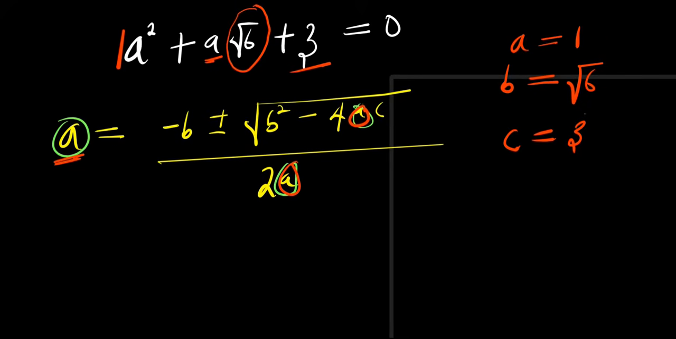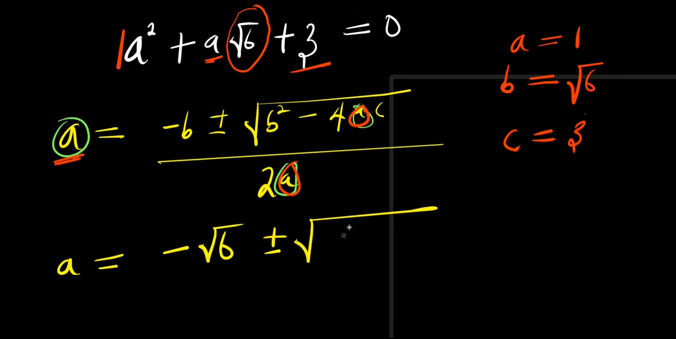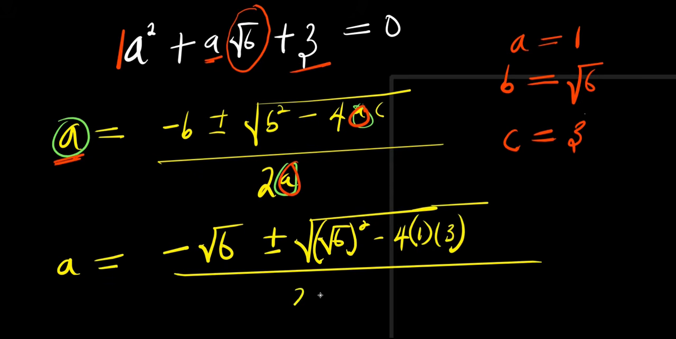So we have a equals negative b, that is negative root 6, plus or minus the square root of b squared, that's root 6 to the power of 2, minus 4 times a is 1 times c is 3, and this is divided by 2 times 1.